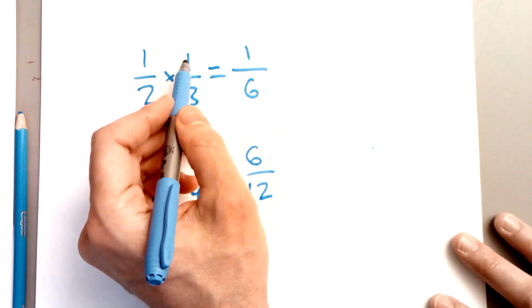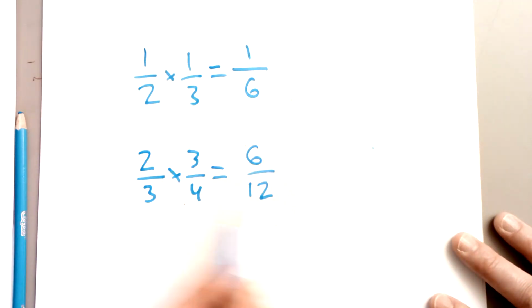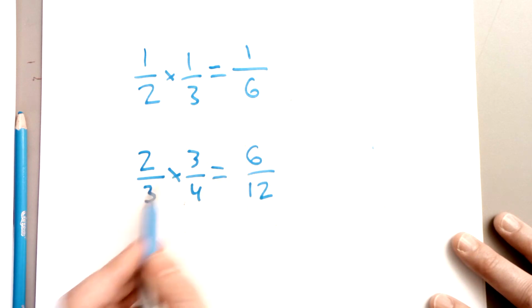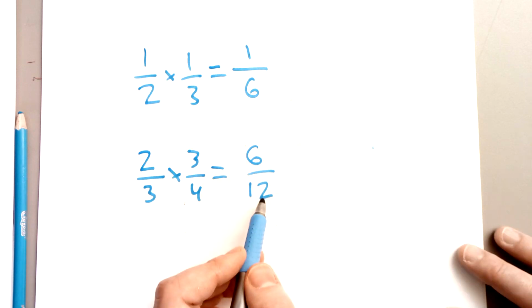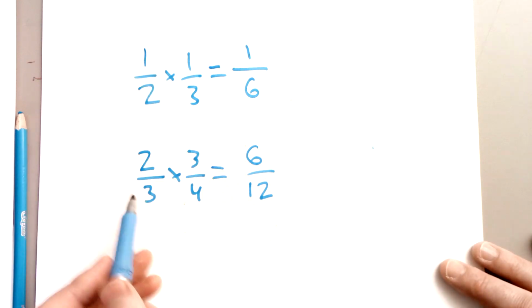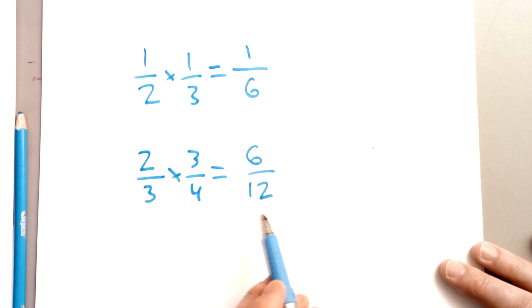1 times 1 is 1. 2 times 3 is 6. That works here as well. 2 times 3 equals 6 in the numerators, and the denominator 3 times 4 equals 12. So that is the shortcut for multiplying fractions, and it will work with every fraction. You just multiply the numerators for the new numerator and multiply the denominators for the new denominator.